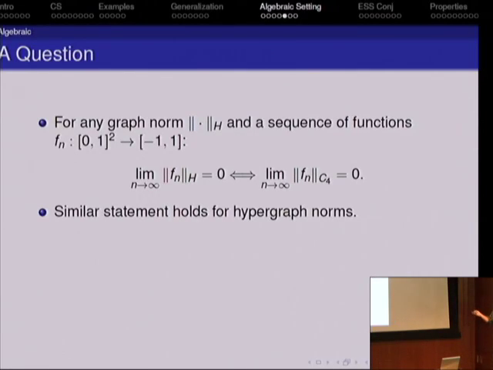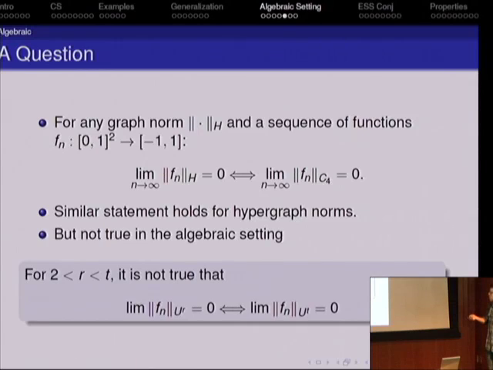And a similar statement holds for hypergraphs. But in this algebraic setting, this is not true. And examples are just Gowers norms. If you take two different Gowers norms, you can construct a sequence of functions such that the limit of the, say, UR norm of the sequence converges to 0, but the UT norm doesn't converge to 0.